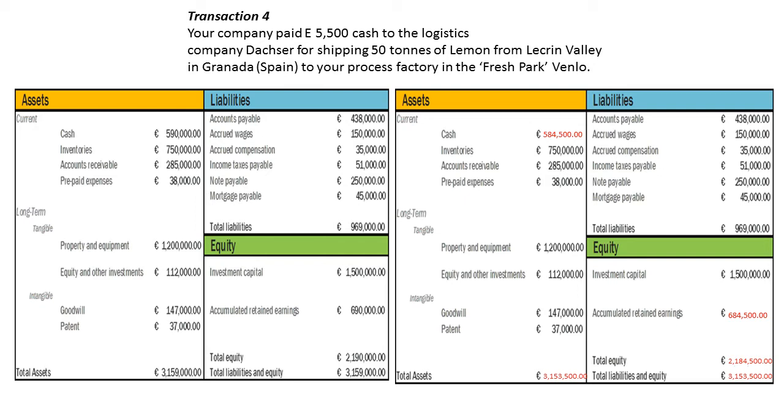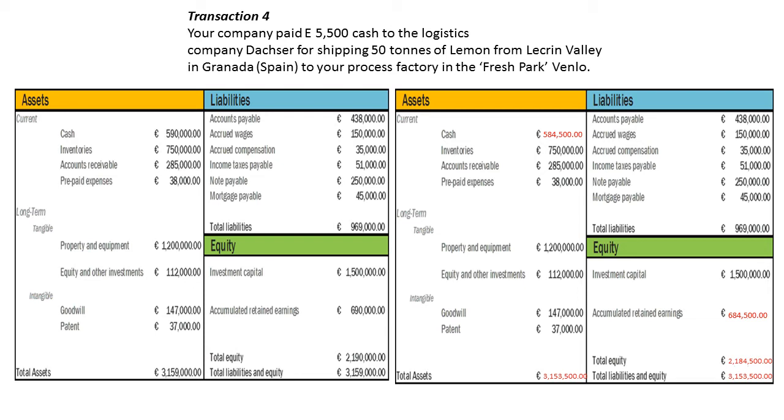And then for the equity part, the total assets and the total liabilities and equity need to be the same at all times. So what does that mean? There will be nothing changed in the liabilities, since we haven't borrowed money from anyone in this transaction. In this specific transaction, we only have to focus on the accumulated retained earnings. So we have to retract €5,500 from the accumulated retained earnings, which leaves us with this new number of €684,500. So the total equity will change as well.